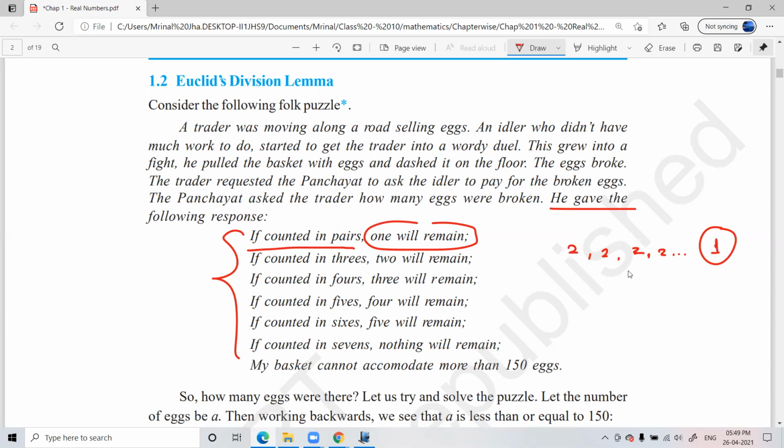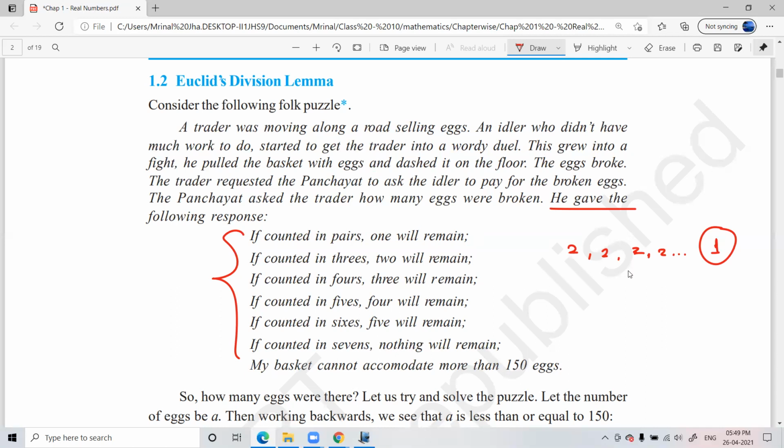2 won't be a factor of that number x. Yes, it means that if you count in pairs, meaning if you divide the total number by 2, 1 will remain, meaning the remainder will be 1. That's what it means. If you divide the number by 2, the remainder will be 1.